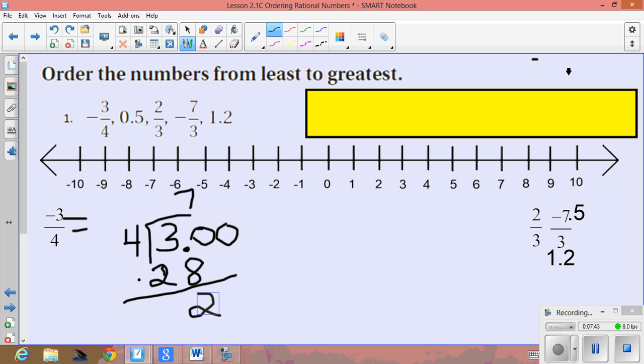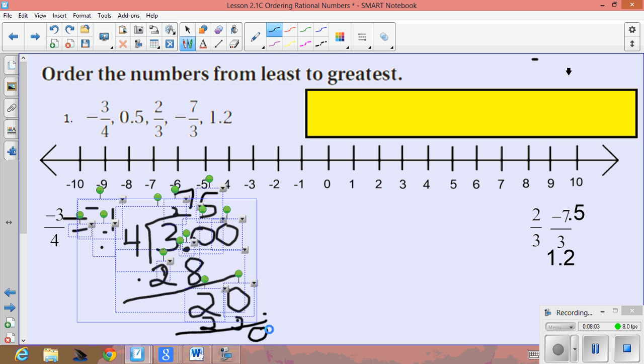We're going to add a 0 and bring down. 4 goes into 20 5 times. We subtract and we get 0 left over. Decimal point goes straight up. So negative 3/4 is equal to negative 0.75. Let me just clean this up for you guys.